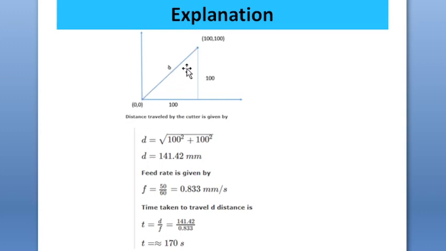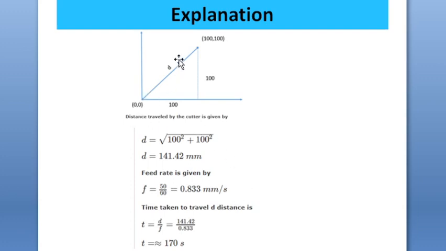The distance moved for preparing the slot is the square root of 100 squared plus 100 squared. The distance of the slot is 141.42 millimeter. The feed rate is given as 50 mm per minute. We have to calculate mm per second, therefore divide by 60: 0.833 millimeter per second. This is the feed rate in terms of mm per second.